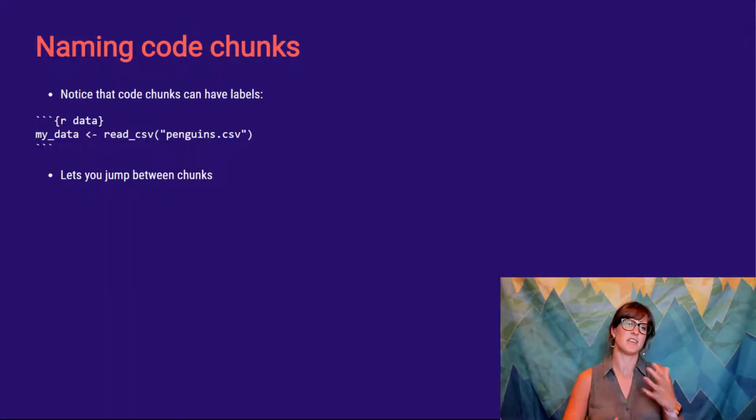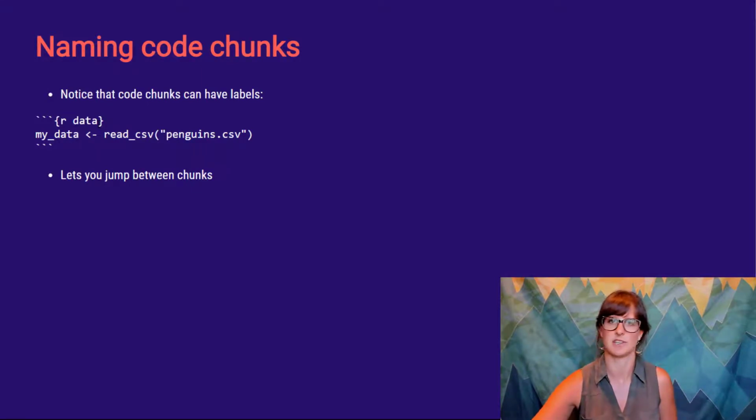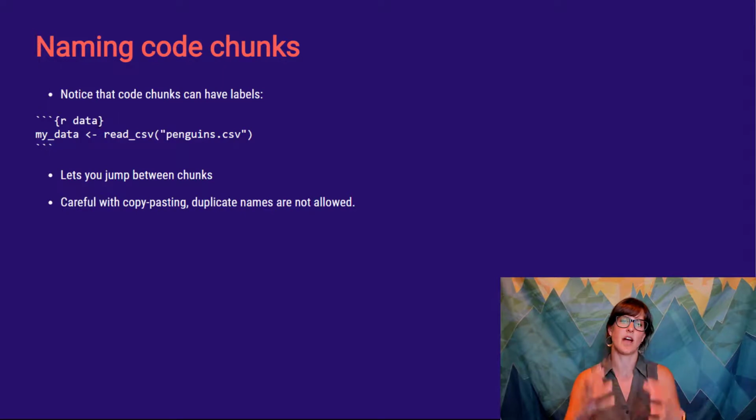So hopefully this showed you that naming your code chunks can help you navigate your document a little better, and is a good habit to get into. Now don't forget that when you copy-paste a chunk, it has the same name. And so you want to update that label. You cannot have 2 chunks with the exact same label.